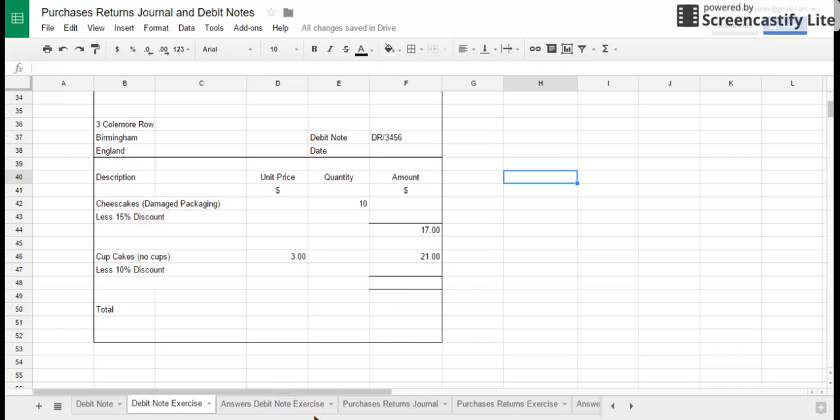Enjoy the exercise, and then when you come back, I'll go through very quickly the purchase returns journal.